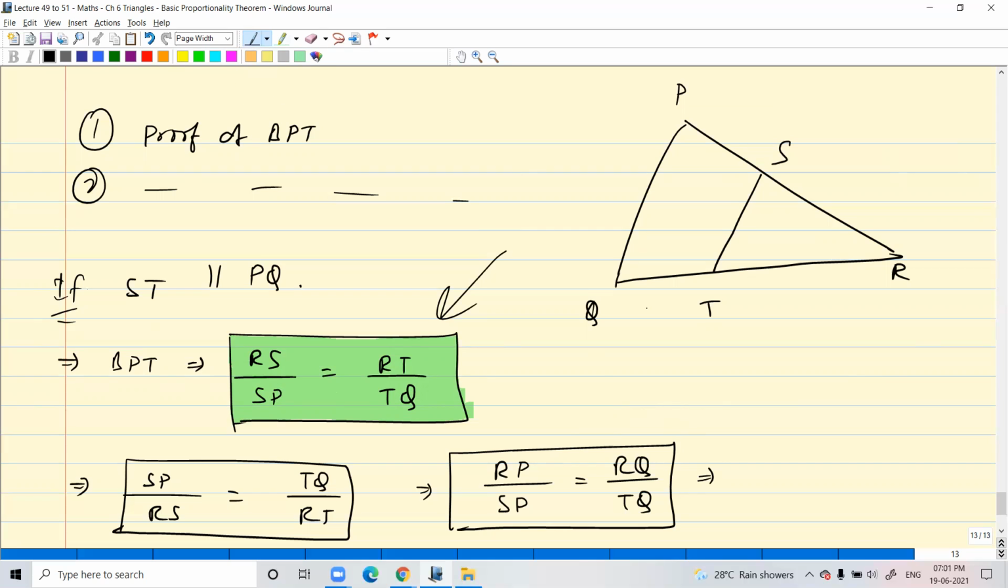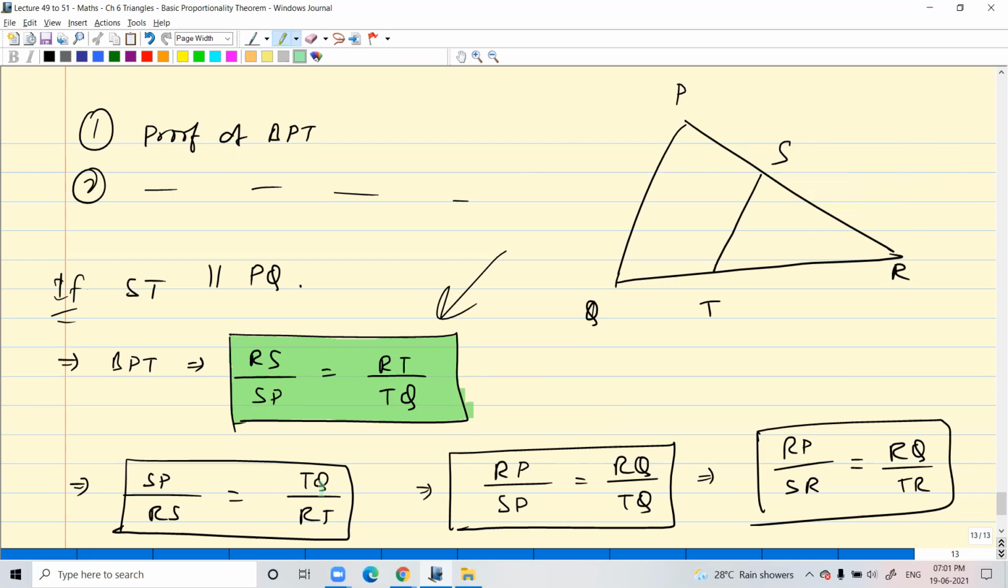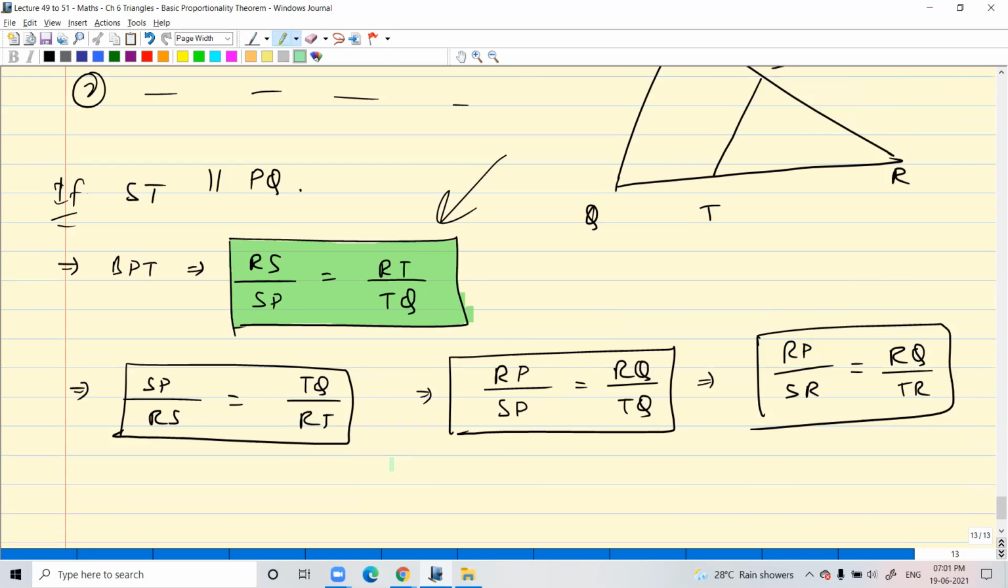Sir, yes. RP by SR is equal to RQ by TR, sir. Yes, very good. RP by SR is equal to RQ by TR. Excellent. Is there any other possibility? These are the possibilities. And of course, we can write the reciprocals of these things also, right? So the reciprocal of all these is also possible.